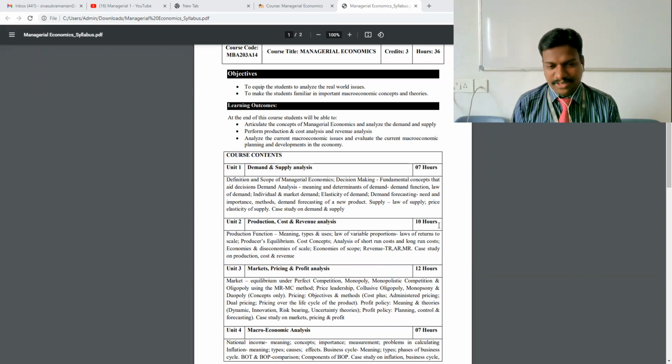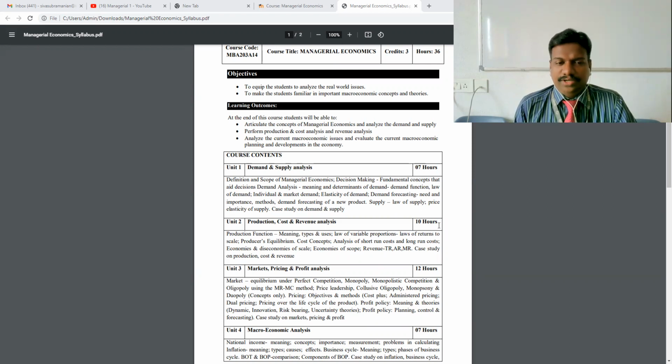Actually, managerial economics is one of the supportive courses for managerial students to take appropriate decisions, for forward planning, and for estimation of demand and supply in the market for businesses. This course consists of four broad lessons. This course has 3 credits.